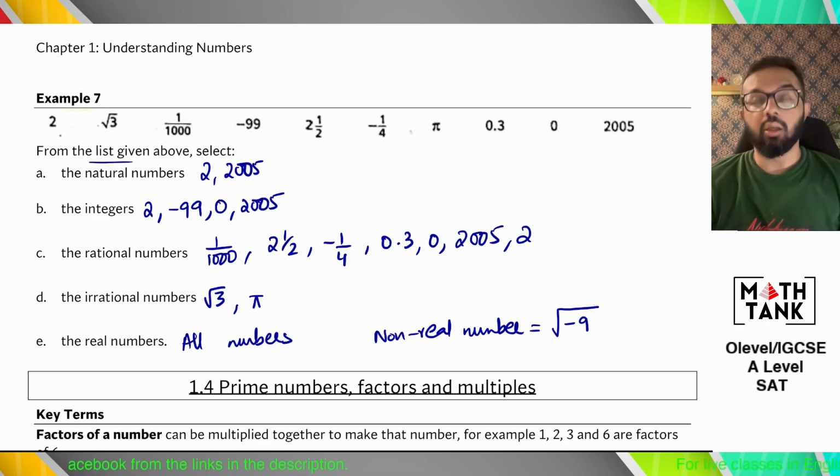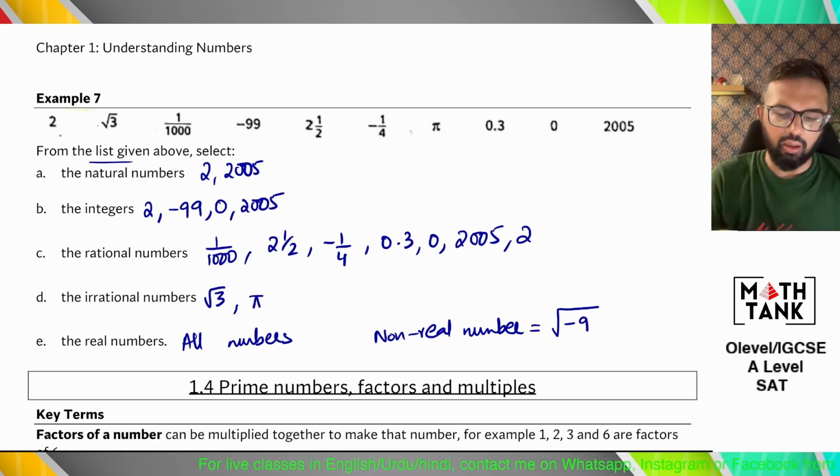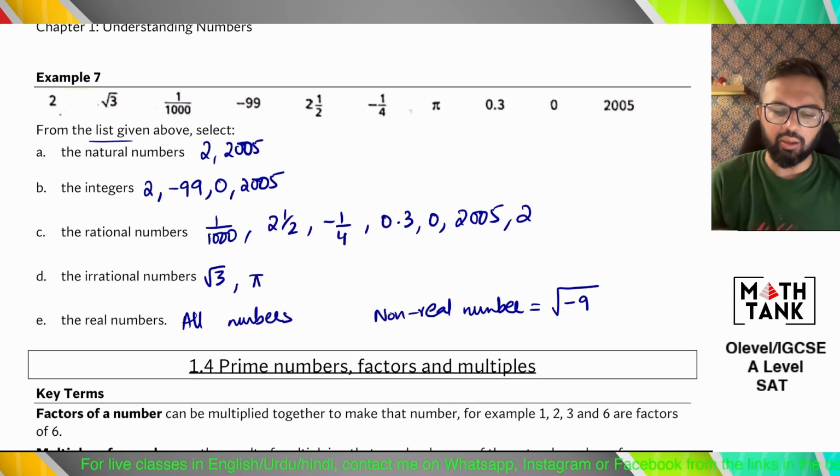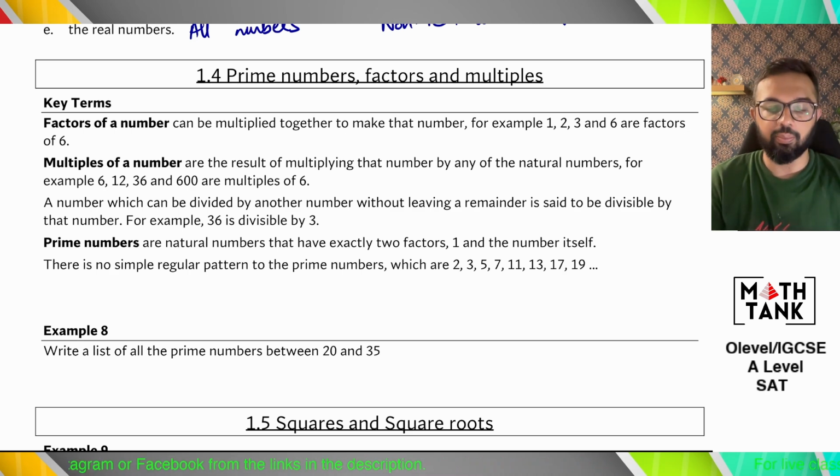Hello everyone, this is the continuation of the previous video. We were doing chapter 1, understanding numbers. We've done a bit of detail in terms of calculations and types of numbers and so on. Today what we're going to talk about is prime numbers, factors and multiples, and then more ideas about it.